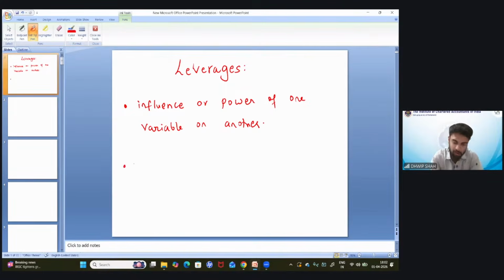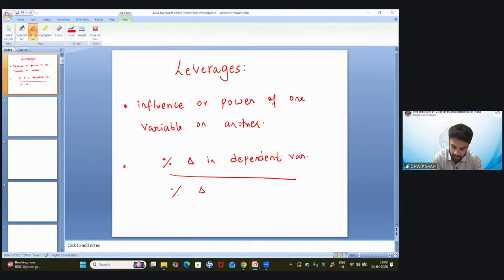And the general formula to calculate leverage was nothing but percentage change in dependent variable upon percentage change in independent variable. This was the general formula to calculate any leverage, not just operating leverage, not just financial leverage, or not just combined leverage. कोई भी leverage, if you want to calculate, you use this simple formula, change in dependent variable upon change in independent variable. ठीक है?